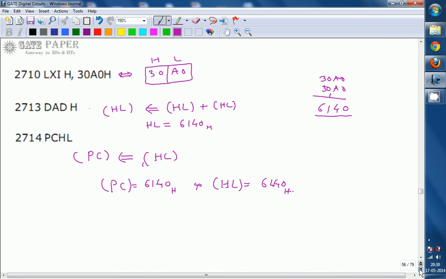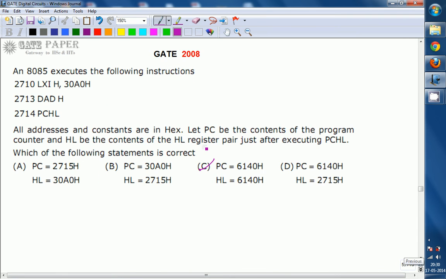If you observe, C is the option which gives the content of PC as 6140, and the content of HL is also given as 6140. So the right option is C for this question.